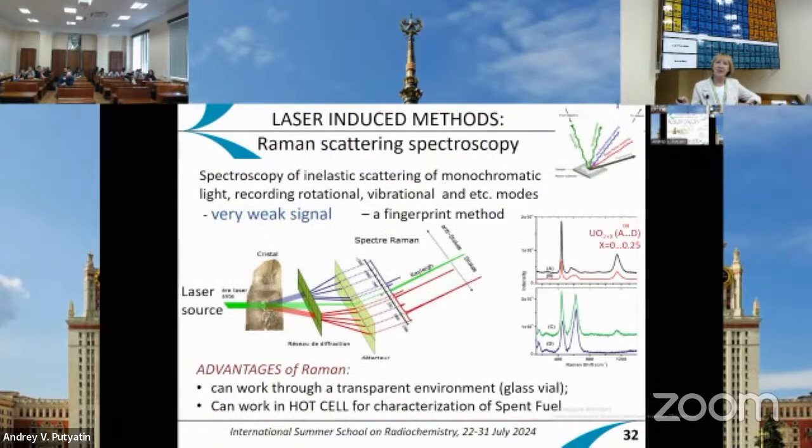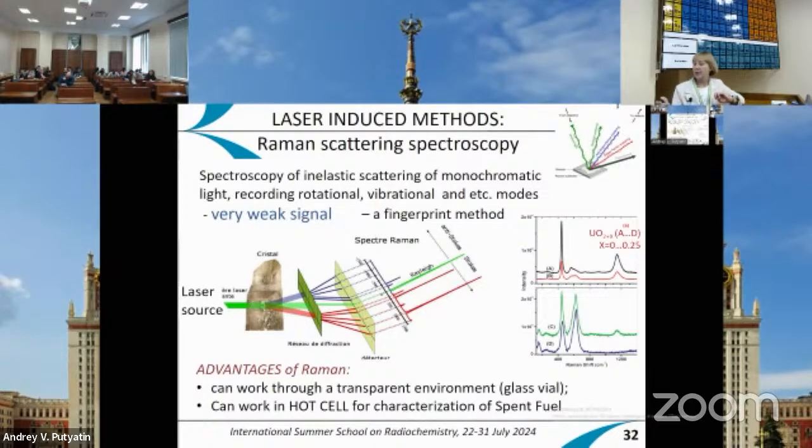Another method is based on laser light. For instance, it is micro-Raman scattering spectroscopy. It is a method which could help us. It is a fingerprint method, so you need to have some library of Raman spectra. But in some cases, it is better than X-ray diffraction.